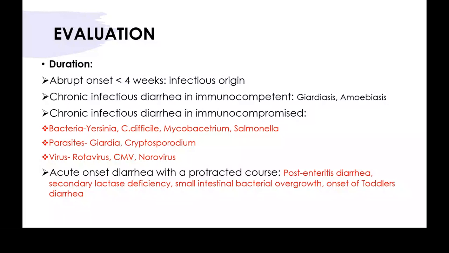And small intestinal bacterial overgrowth, as well as this can be the first presentation of onset of toddler's diarrhea, because a previously well child at one point can start developing toddler's diarrhea. So toddler's diarrhea is mainly due to, as I mentioned earlier, sorbitol containing or carbonated drink containing foods, which can cause the protracted or persistent diarrhea.